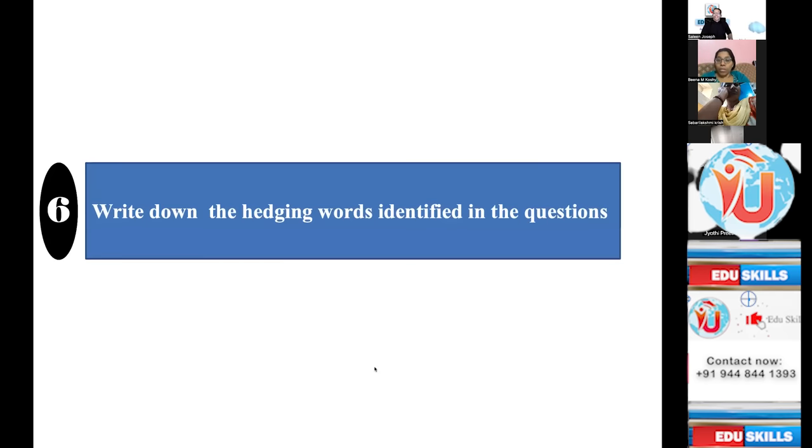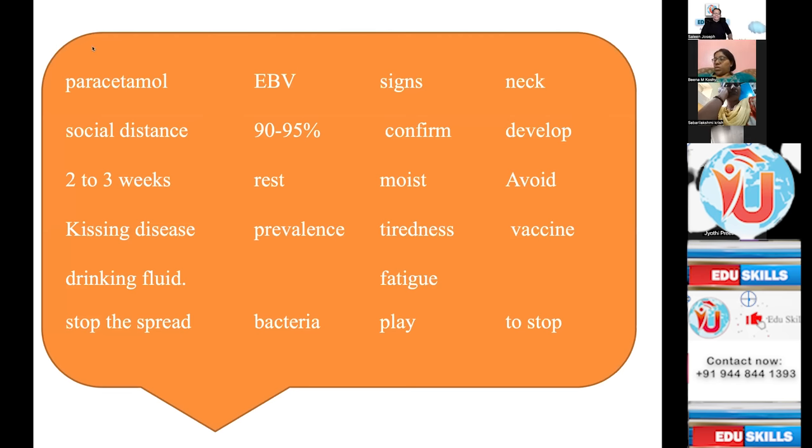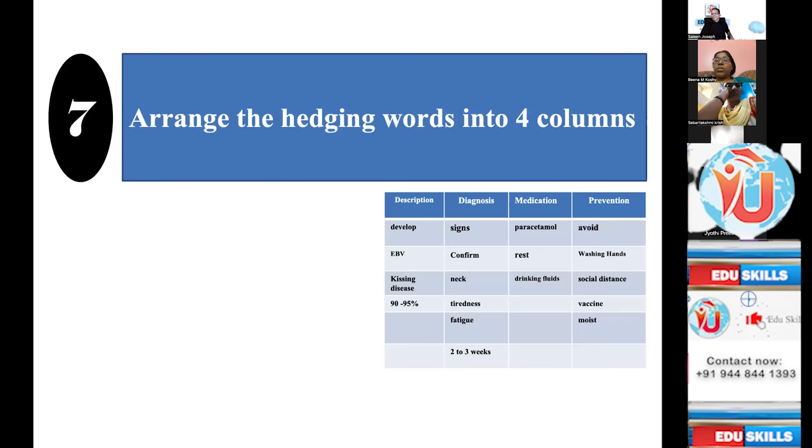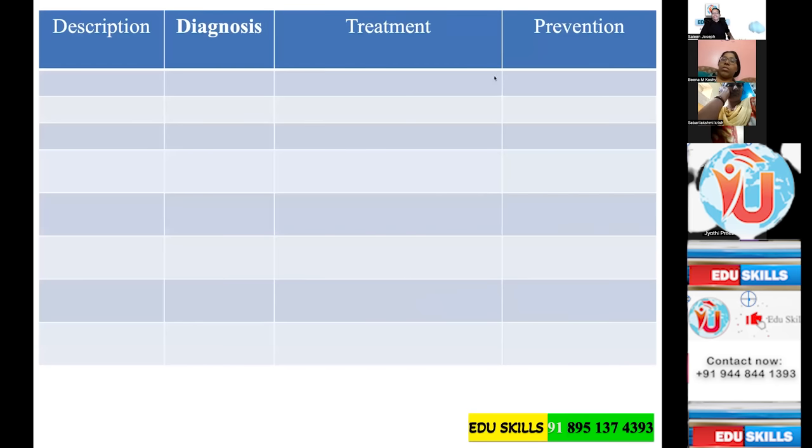Step number 6, write down the headings identified in the questions. Now you have to write down those hedging words or keywords in the questions. This is how you collect all the hedging words and keywords. Next step, arrange the hedging words into 4 columns: description, diagnosis, medication, prevention. Those keywords are not in order. You have taken 1 to 20, right? Write down the 20 question words.